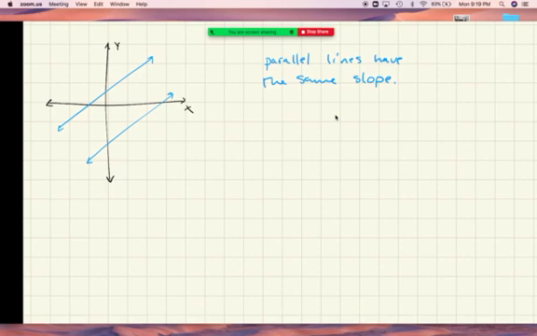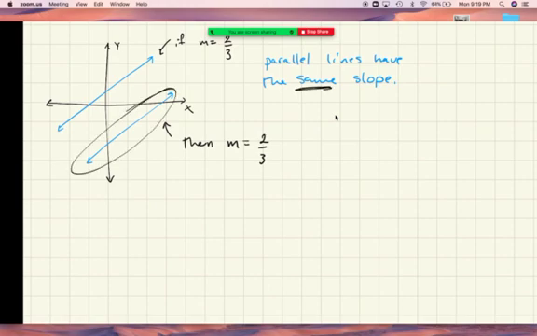So if the slope here, m, is like 2/3 for this line, then I automatically know that the m for this line, the slope for this line, has to also be 2/3. They have to be the same slope if the lines are parallel. Does that make sense? Yeah.